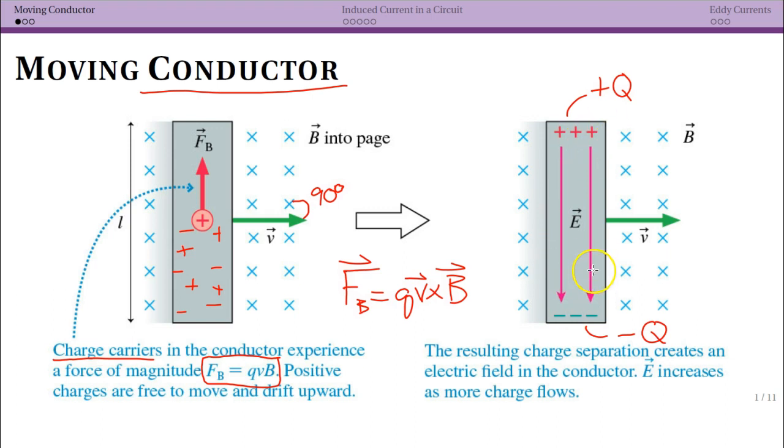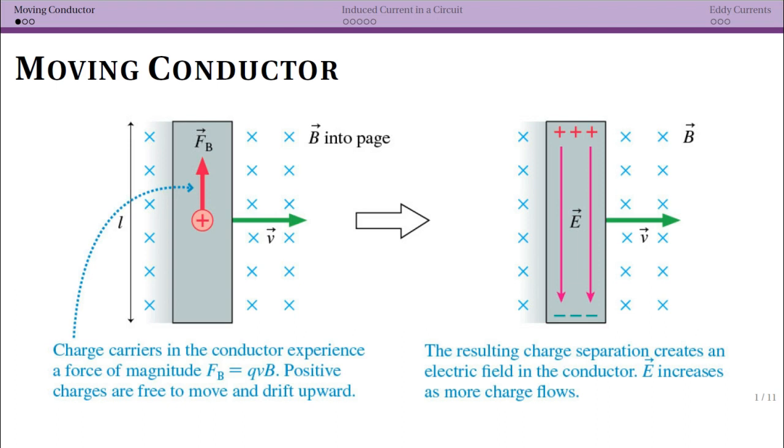This then looks kind of like a parallel plate capacitor, doesn't it? And hence, we can say that there's going to be an electric field in the conductor, which we will approximate to say it's uniform. That's not exact. Obviously, this isn't exactly a parallel plate capacitor, but for doing our analysis, we'll think about it as uniform. As you get more and more charge separation, you would have a larger and larger electric field.